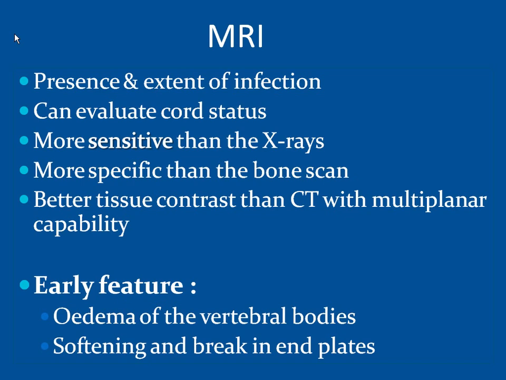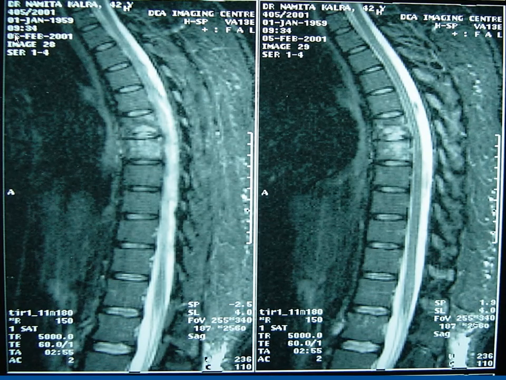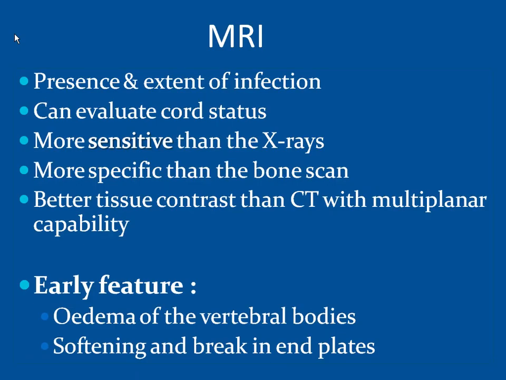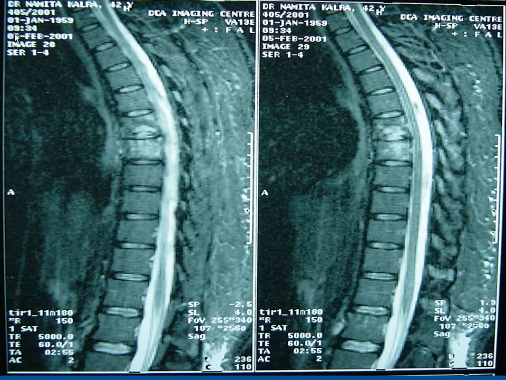So the early features that you find on the MR scan would be an edema of the vertebral bodies, and softening and break in the end plates. That is the earliest feature that you find on the MR scan. And this is the classical MR scan, with bone marrow edema and softening of the paradiscal margins. And here the disc space is possibly invaginating right into the softened vertebral body.